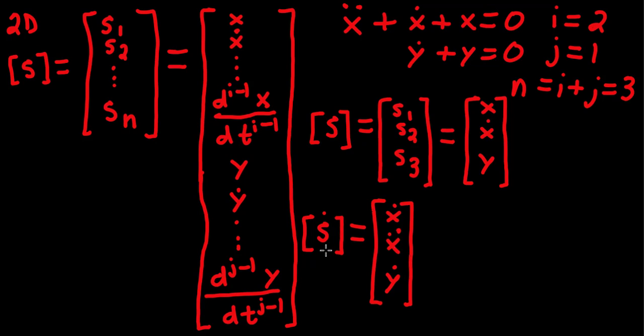Again, MATLAB wants the derivative of our state vector in terms of our state variables. We already see that x dot is s2, so we can write that in. But we still have the highest order derivatives for x and y. And just like before, our job is going to be to express the highest order derivative, or really the highest order derivatives, in terms of the lower order terms. In this case, x double dot is very clearly negative x dot minus x, and y dot is very clearly negative y.